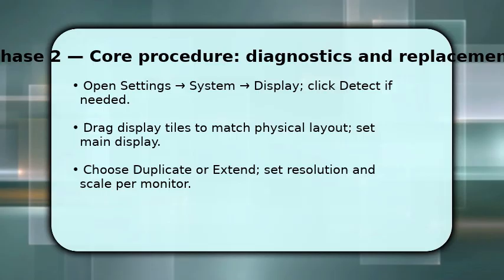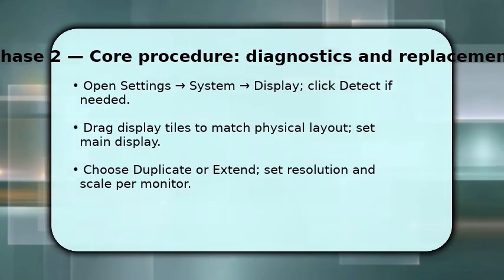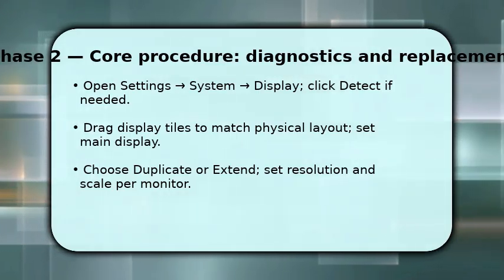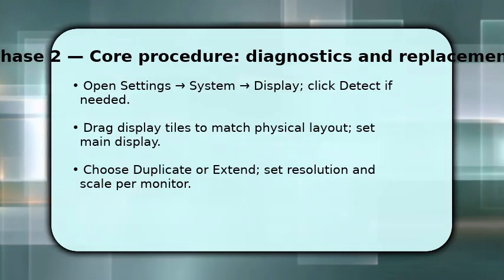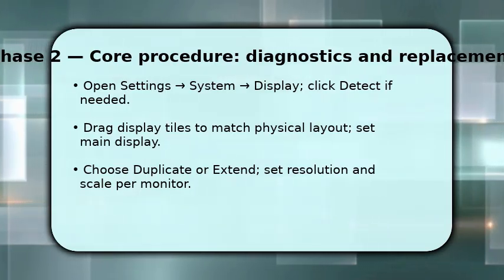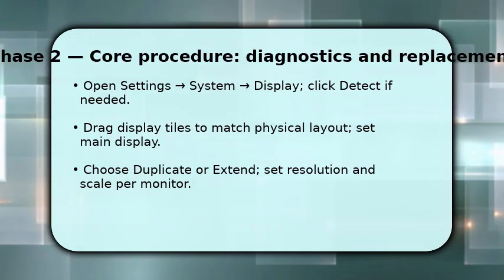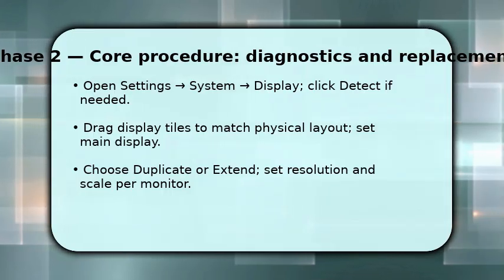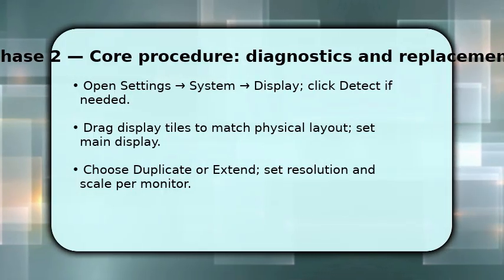You'll see numbered tiles. Drag them to mirror your real desk layout so cursor movement feels natural. Click the monitor you want as primary and check Make this my main display. Next, pick Display Mode. Choose Extend to expand your workspace or Duplicate for mirrored content.